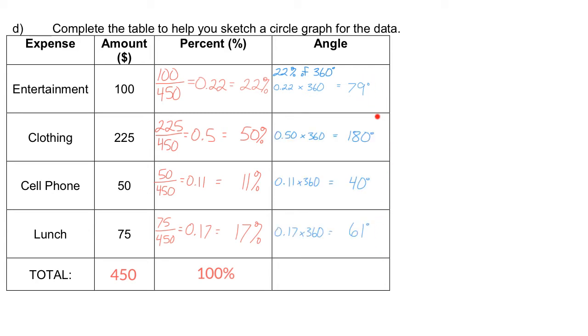And I can do the same for the rest. Clothing is 50% of my expenses, so it's 50% of the circle, so it's 180 degrees. Cell phone is 40 degrees, lunch is 61 degrees.